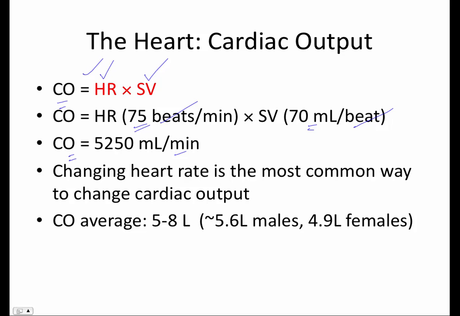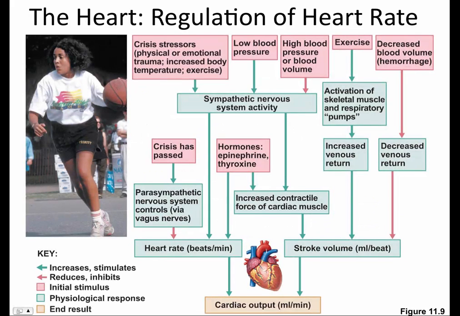And how do you change your cardiac output? Well, you can change it by changing your heart rate, so changing this factor over here. Cardiac output on average is 5 to 8 liters per minute, but of course males are much larger compared to females, because they have larger organs. So let's see how we can adjust that heart rate to change that cardiac output.